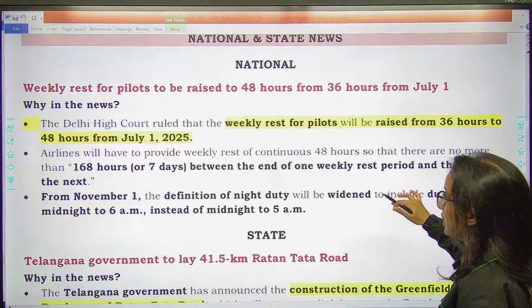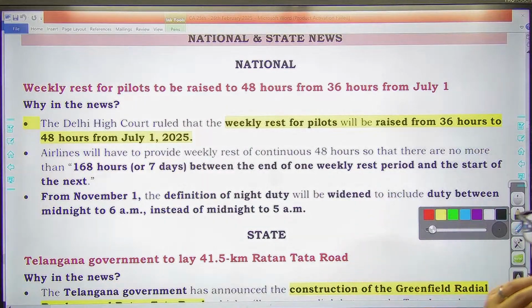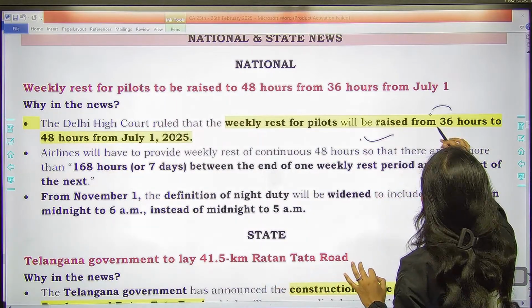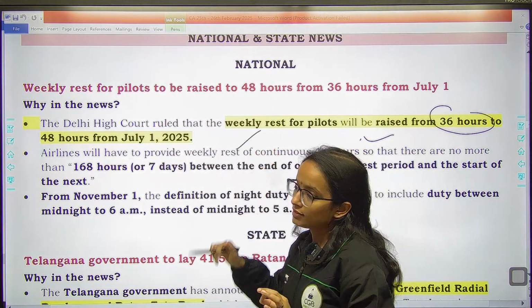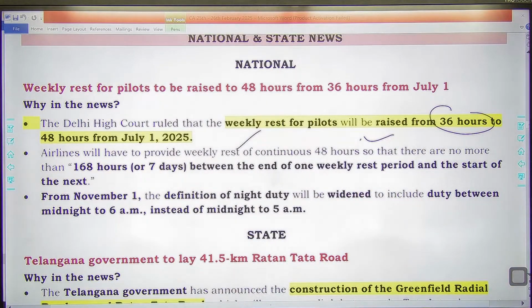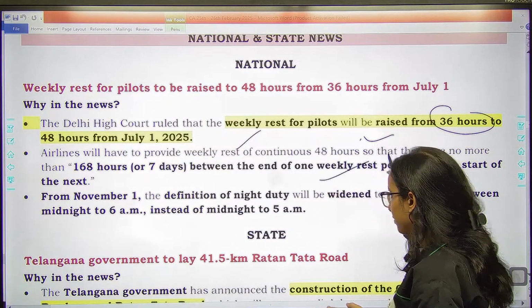Now moving on to national and state news. Delhi High Court has recently ruled that weekly rest for pilots will be raised from 36 hours to 48 hours from July 1st, 2025. Weekly rest जो provide किया जाता है pilots को, it will be raised from 36 hours to 48 hours from 1st July 2025.